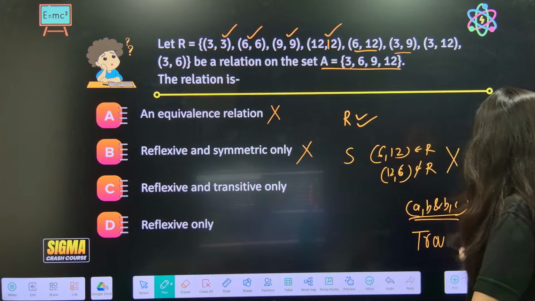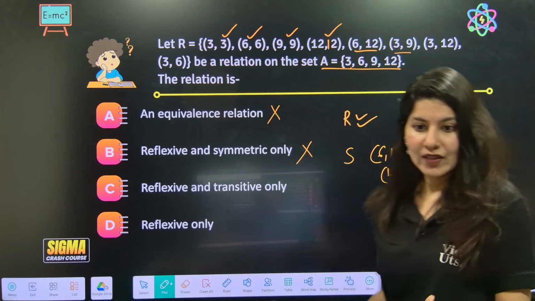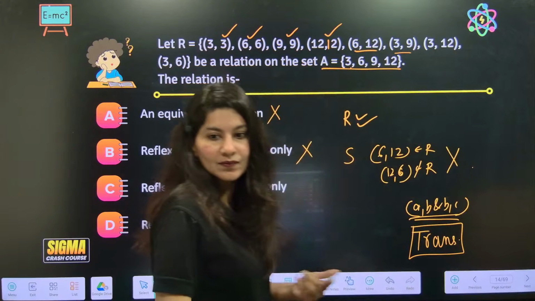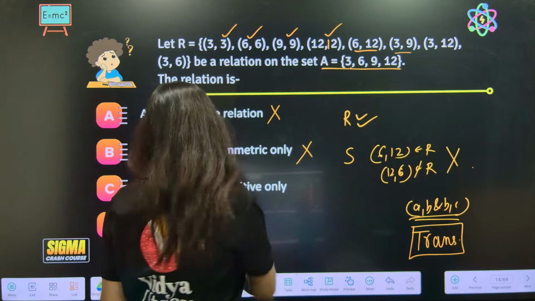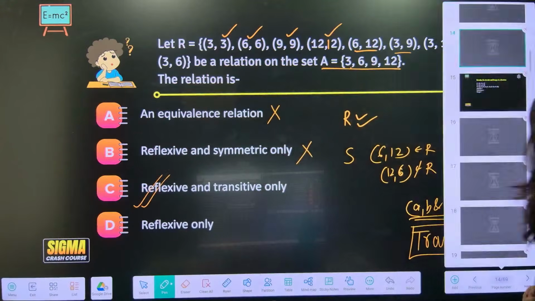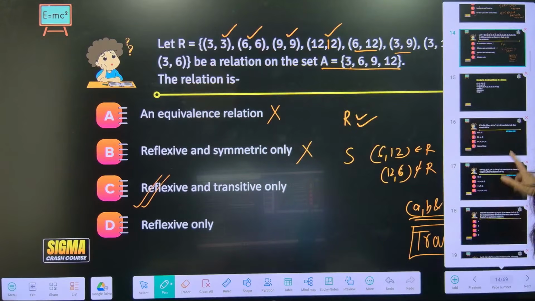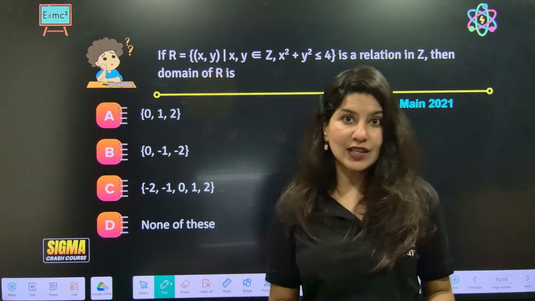That means that if condition is not there, so transitive will be there. So option C, reflexive and transitive only will be your answer. Okay. All right. Now let's do a couple of questions based on domain and range of a relation.